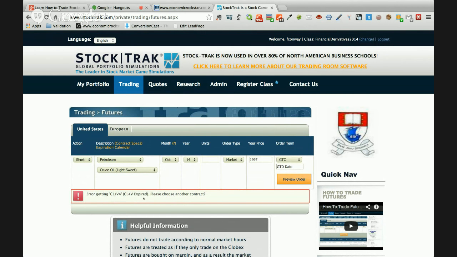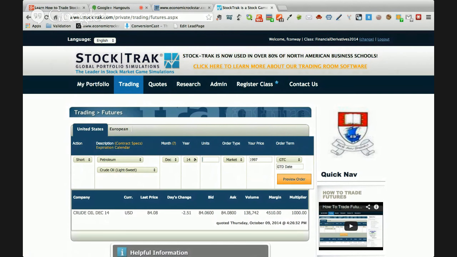Now, it's not allowing me to choose this particular contract, so I need to go further out in order to trade some of these contracts. So we're seeing December 14 here at $84.08. Okay, so you see oil has fallen by $2.51 in the day. So maybe I might believe that this is going to fall even further. So I'm just going to take this out. And again, we see the multiplier. Like gold had 100 ounces per contract, well, crude oil will have 1,000 barrels of oil per contract.